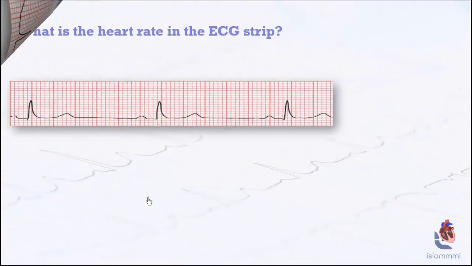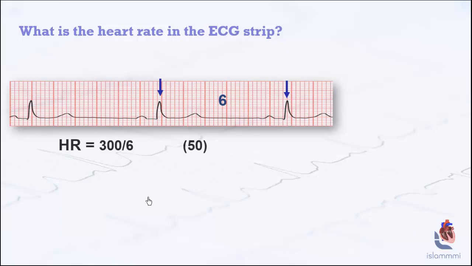So why? Because this is a heavy red line. This is the next R wave. How many boxes in between? We have 6. 300 divided by 6, so it's 50. So this is a bradycardia.